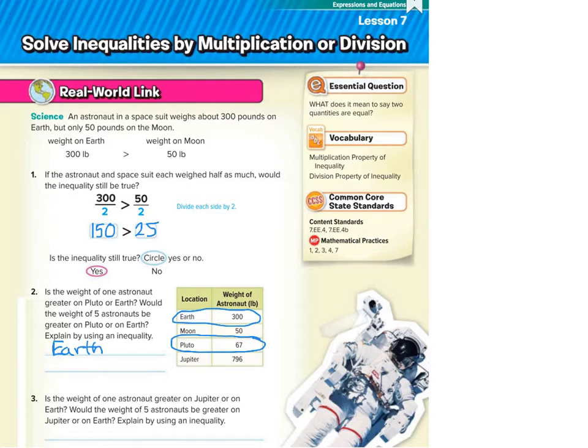And would the weight of 5 astronauts be greater on Pluto or on Earth? So you could find that using 300 is greater than 67, and then if you multiply by 5 on both sides, it's still true.